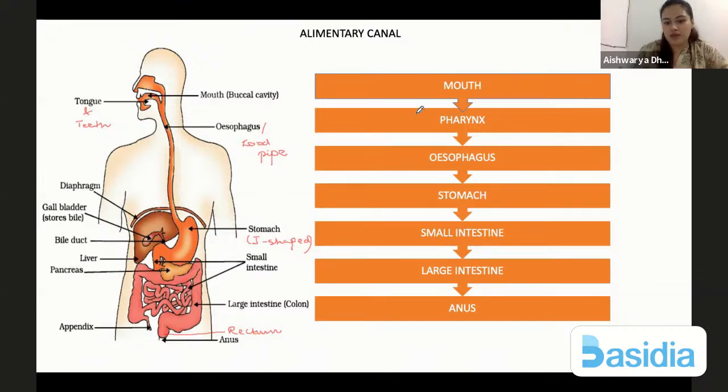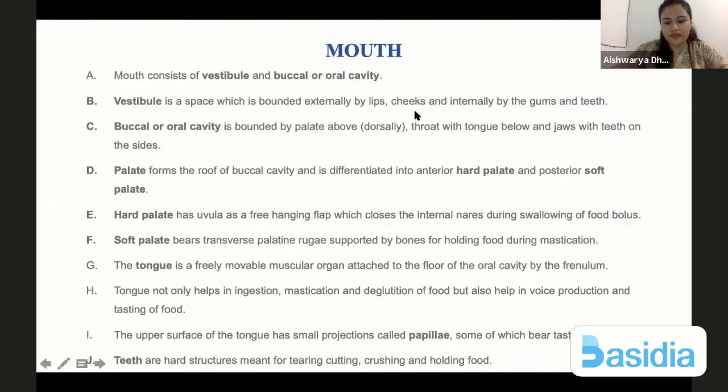So starting with the mouth first. The mouth consists of a vestibule. What is a vestibule? It is the opening. The opening of the mouth is guarded by lips, right? And it also consists of the buccal or the oral cavity. So the opening of the mouth is the vestibule. Then whatever is inside the mouth, that is the buccal or the oral cavity.